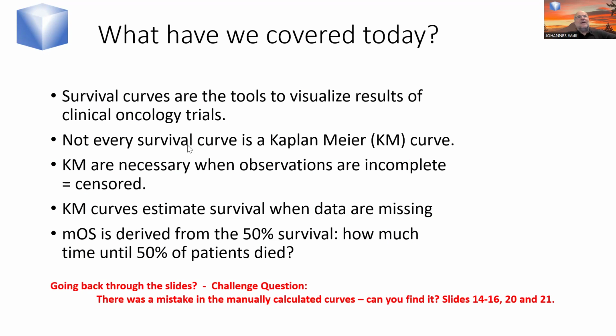What have you learned today? Well, a Kaplan-Meier curve is only necessary when the observations are incomplete, censored. It then estimates the survival based on the data that are available. Median overall survival is the 50% mark. It is how much time has lapsed until half of the patients have passed away.